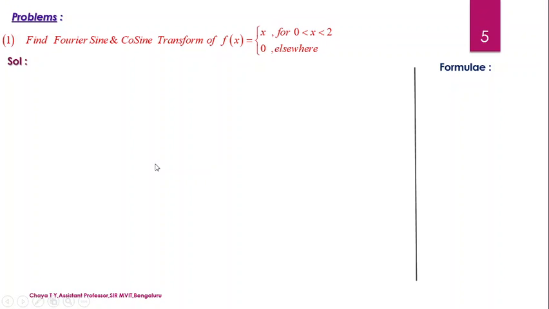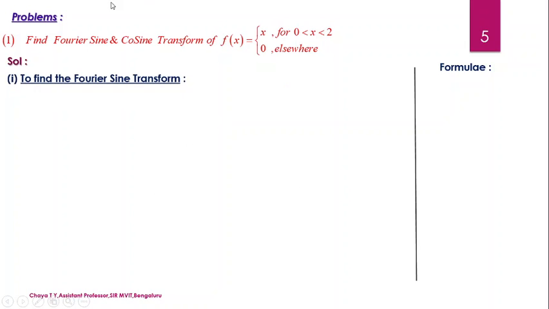Now guys, let us see the problems for Fourier sine and cosine transform. Since this is the first problem, we have considered a very simple problem and we are going to solve it. So the problem is of the kind, find Fourier sine and cosine transform of f of x, where the definition of f of x is supposed to be x in the interval 0 to 2 and the function is 0 in any other interval or any other domain or region.